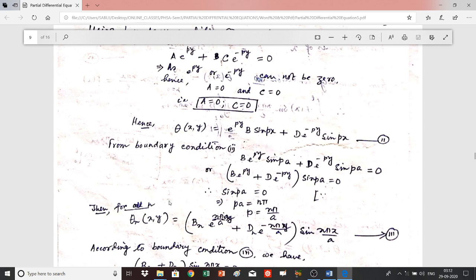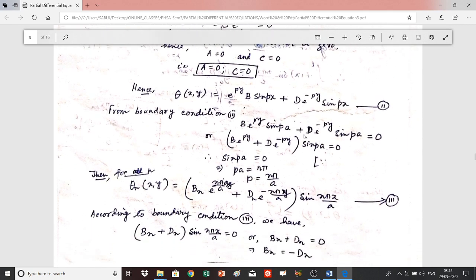In this expression, write Bn e to the power n pi x by a, then Dn e to the power minus n pi y by a. So just write this expression.